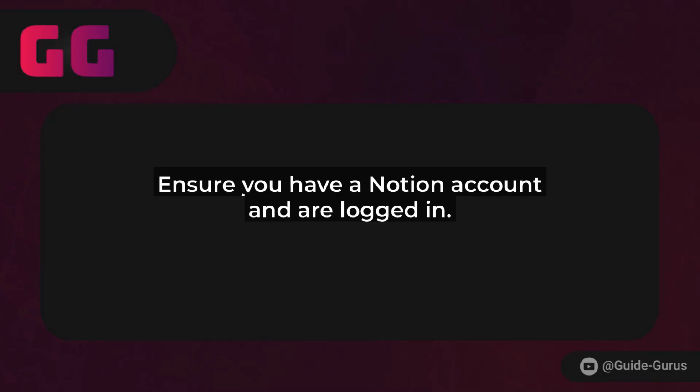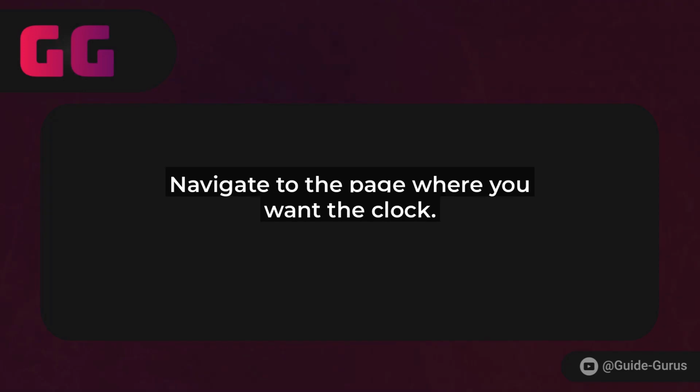Let's dive in. First, make sure you have a Notion account and are logged in. Open your workspace and head to the page where you want to add the clock. Notion doesn't have a built-in clock widget, but we can easily embed one from the web.